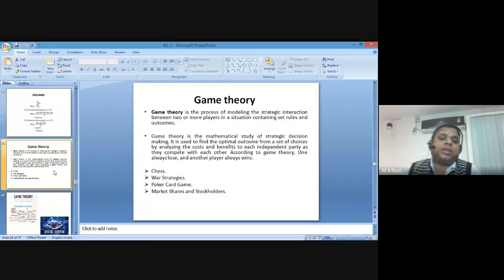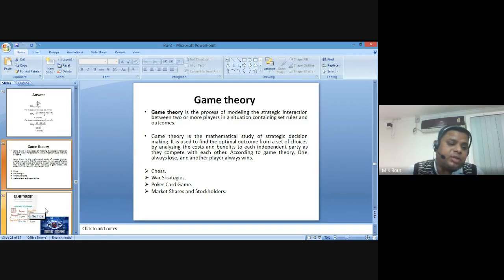Clear? So basically, we are not taking personalized things, but most of game theory has a particular set: one person wins, one person loses. So basically, you have seen in case of chess, in case of war strategy, with special reference to defense, even poker card games, especially in case of market share and stakeholders. So these are the best examples.